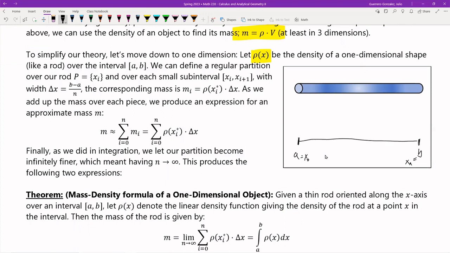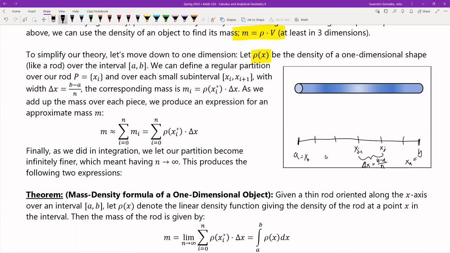Here's our strip. We can divide this up into a regular partition, smaller little itty bitty pieces. In particular, I'm going to concentrate on x of i minus 1 and x of i, a specific little piece. Since this is a regular partition, this is still delta x, which is b minus a divided by n.